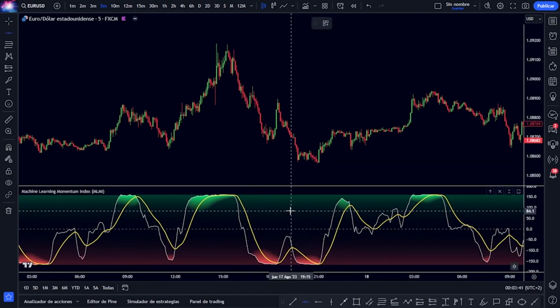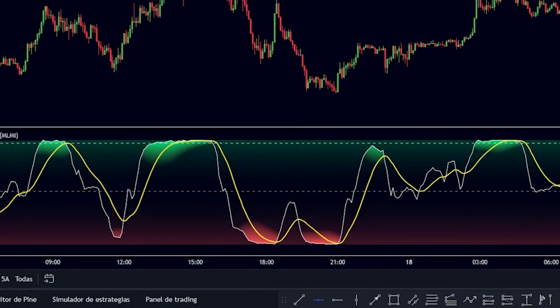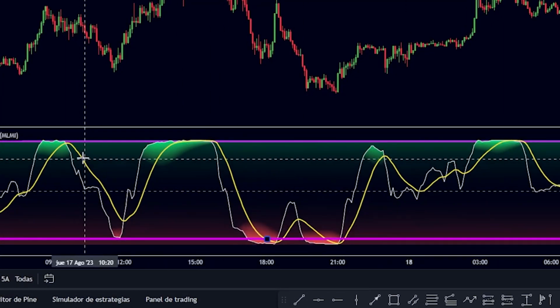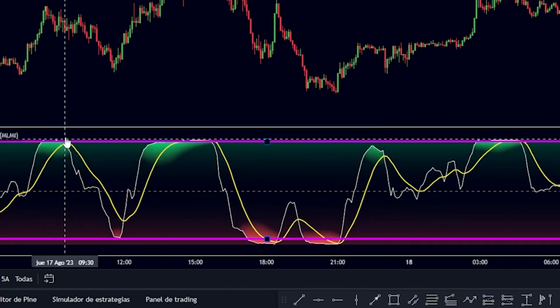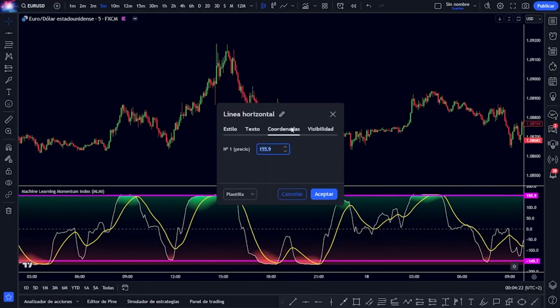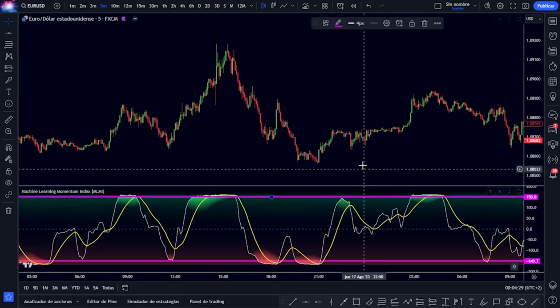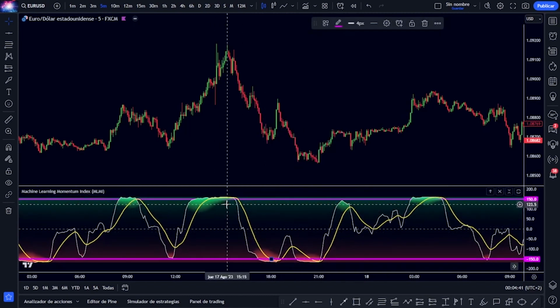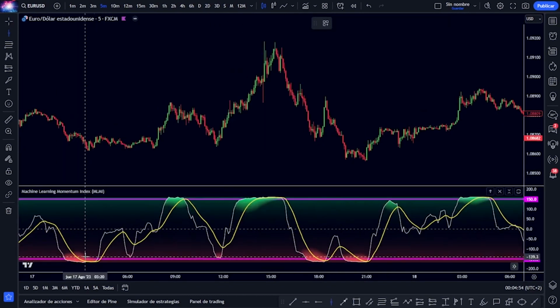A personal piece of advice is that you differentiate the zones that mark the values of 150 and minus 150, and only take into account those signals that occur after those green and red marks have touched at least that area. So if you place these horizontal lines and you go here to coordinates, putting these values of 150 and minus 150, visually it will make it much clearer when you have to enter and when not. Here we have already the first of the examples.